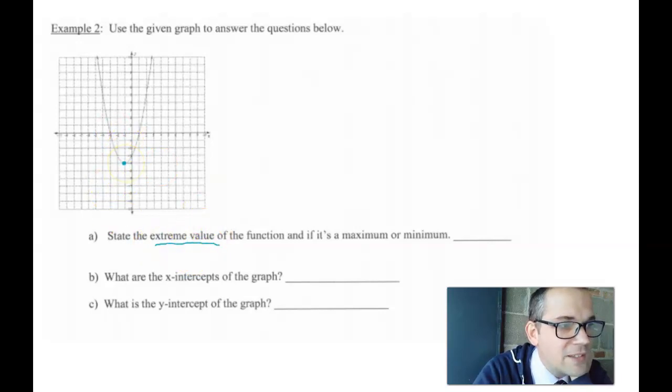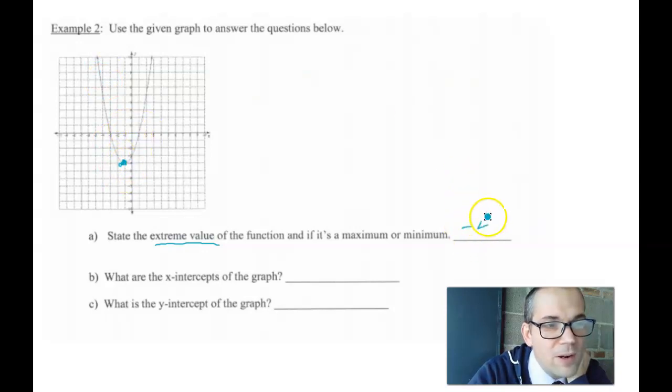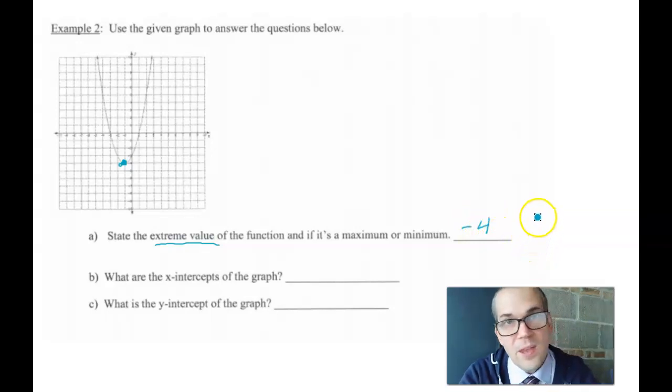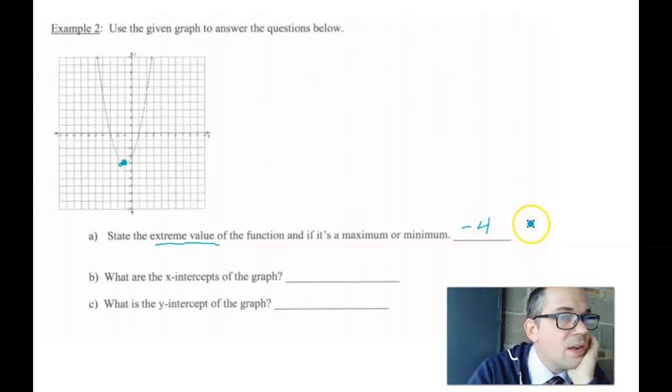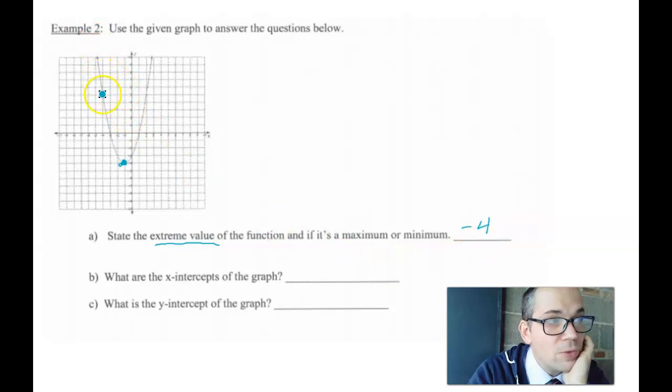So this is the vertex right here. The lowest y value this thing ever hits is this guy's y value right here, which is -4. So the extreme value is -4. Y value of the vertex. And since this graph kind of goes down and then goes back up, this is the lowest point, so it's a minimum.